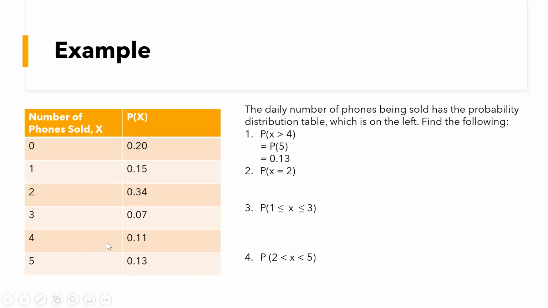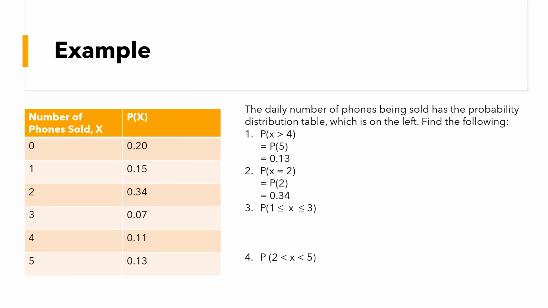So therefore it's 0.13. Number 2, if P of x is equal to 2, we have to correspond here, which is 2. That's why your x is equal to 2, that's why it's p of 2. Then we correspond it, which is 0.34.